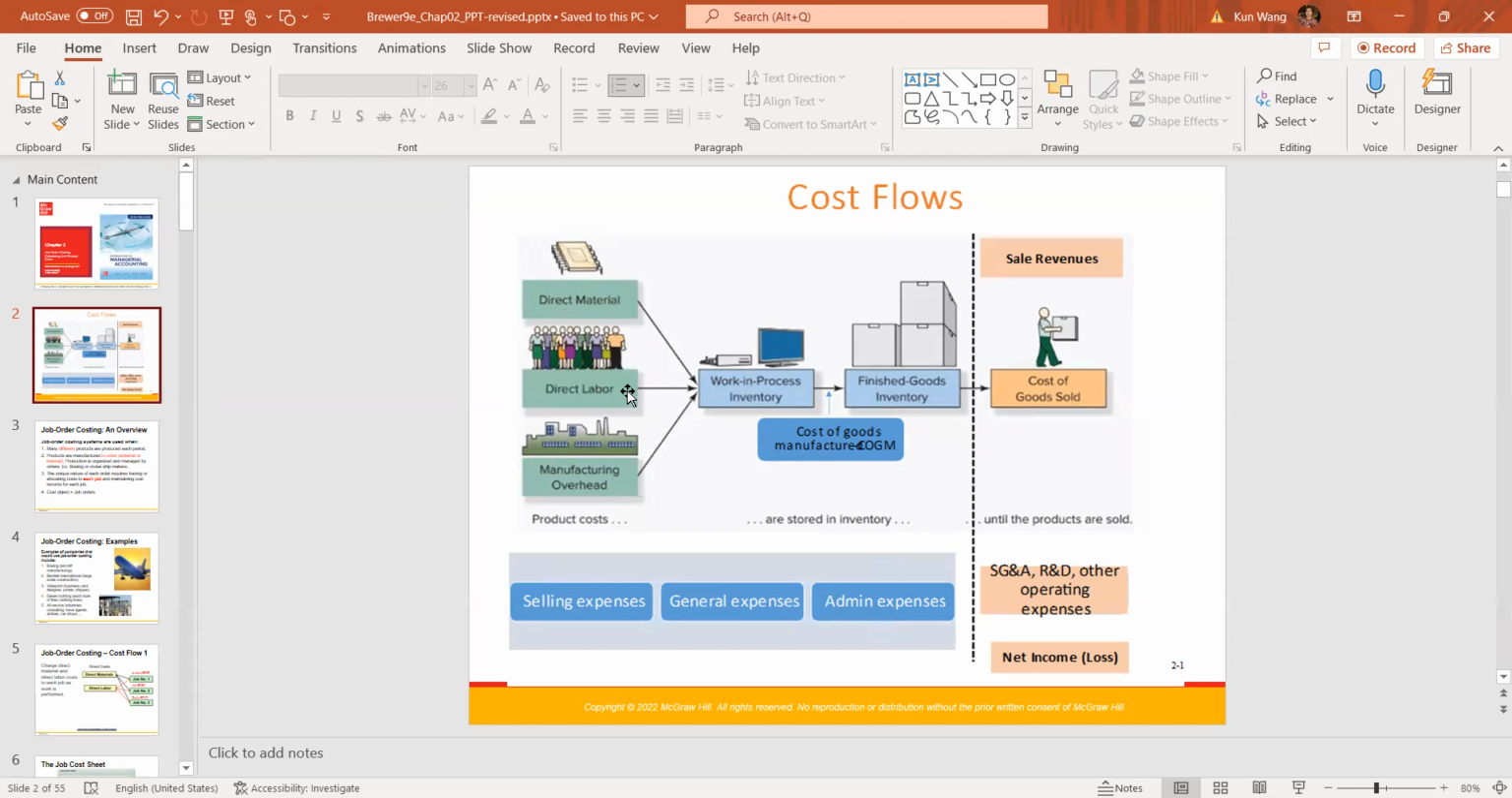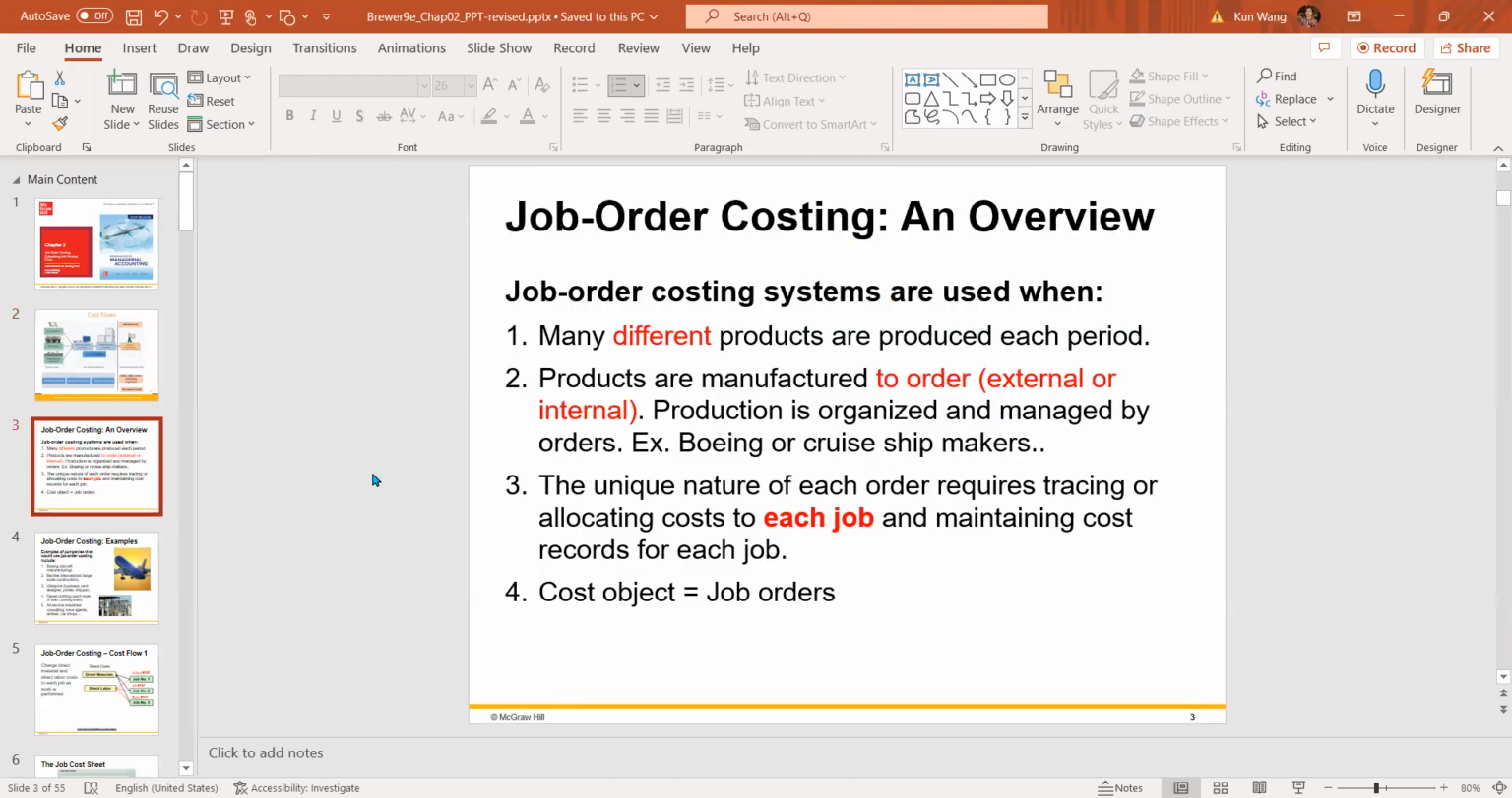In chapter 2 and chapter 3, we'll mainly discuss the job order costing system, and in chapter 5, we'll move on to the process costing system. So, what is a job order costing system? You have seen multiple examples of job order costing systems around in the business setting.